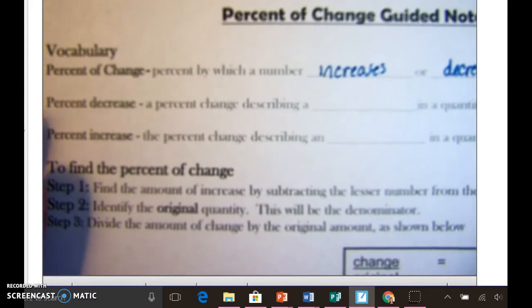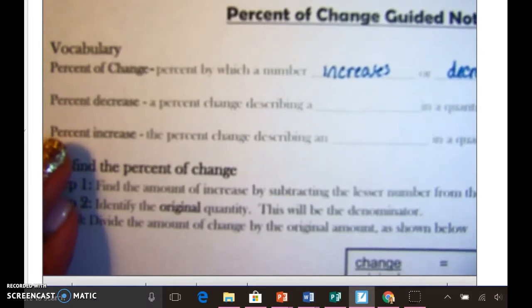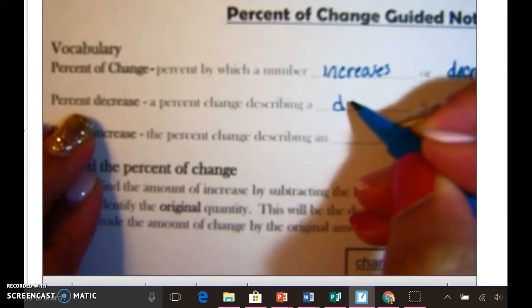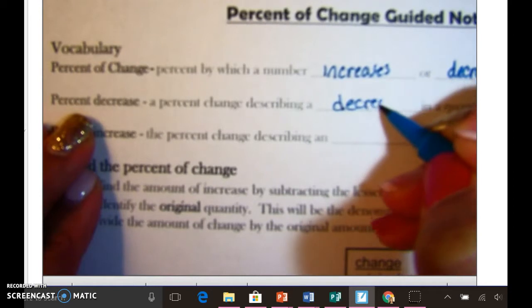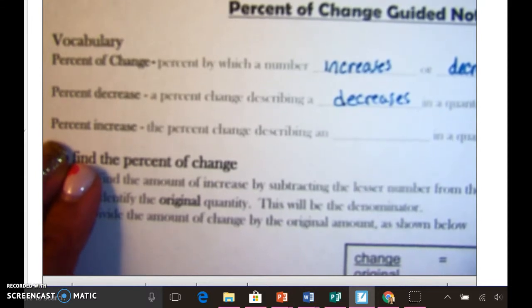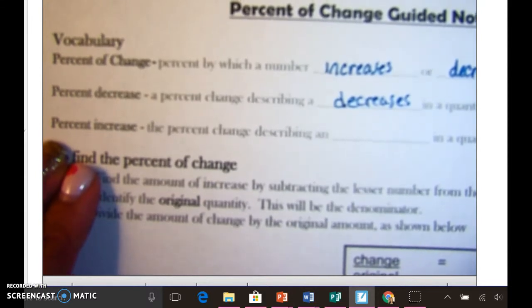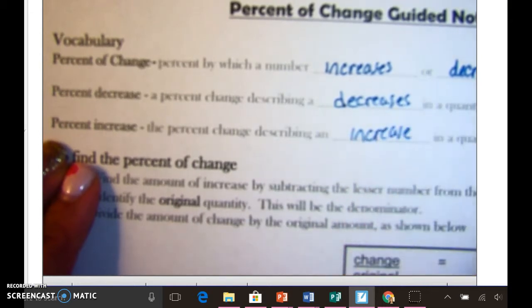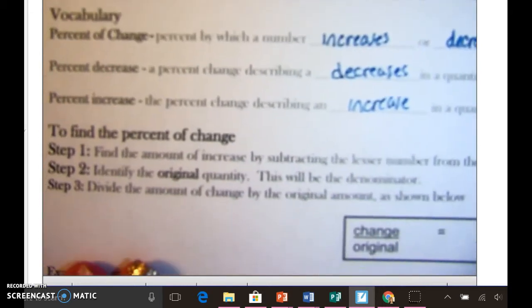So the percent of change is the percent by which an amount increases or decreases. If you have a percent decreasing, then it's describing that the quantity went down. And if you have a percent of increase, the percent change is describing an increase in quantity.